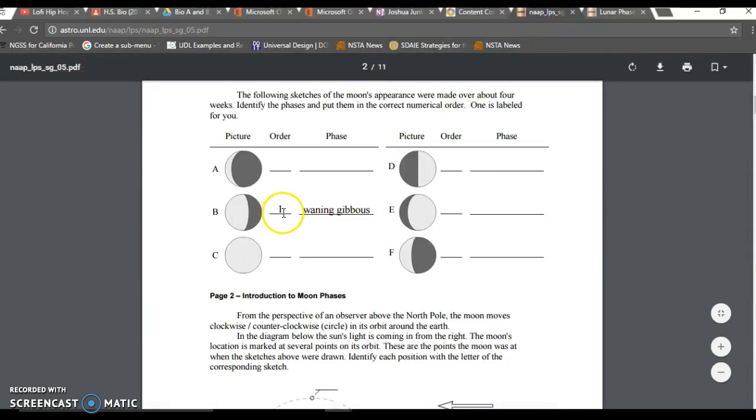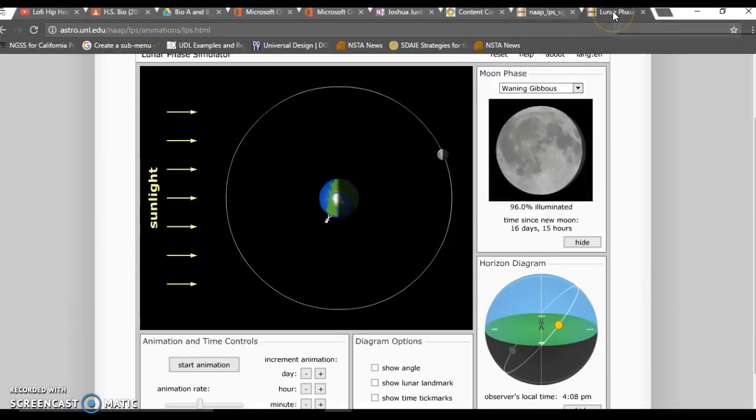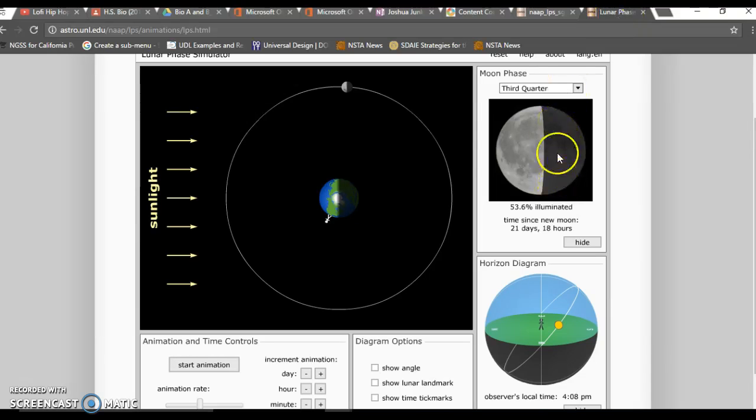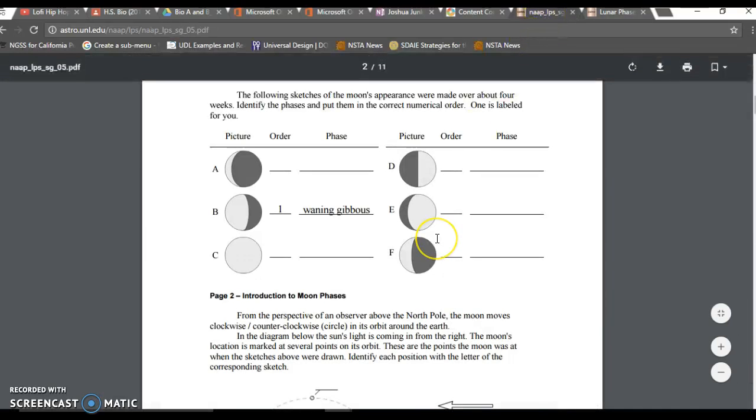And then it says, what's the next one? What's the second one in the order? Well, I don't know yet, but I'm going to use the simulator to find out. So I'm going to slowly go and see what it changes to. Third quarter. So it's half lit up. Let's see if that is an option on here. And it's shaded on the right side. So the right half is shaded, the left half is not. So let's see if there's anything that matches that.